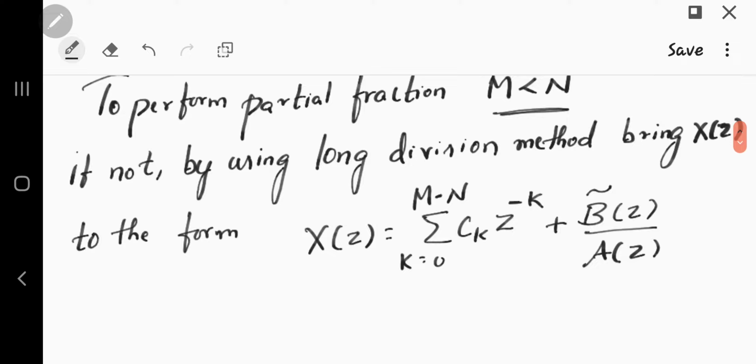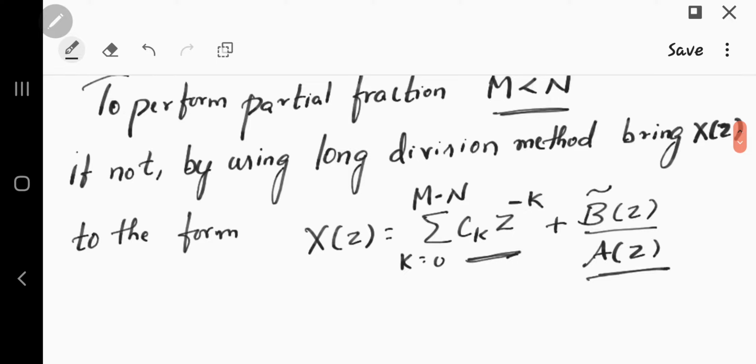Now b bar z is the simplified version of x of z. That means the numerator has been brought to a form so that we can apply the partial fraction for this term, the second term. Now what about this first term? The first term will be the quotient.